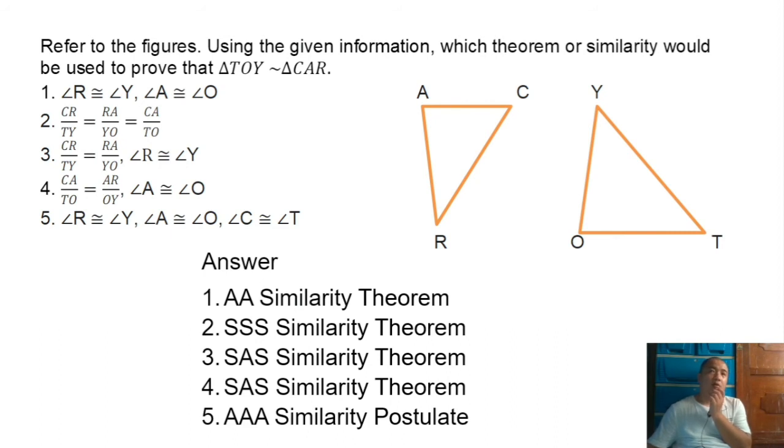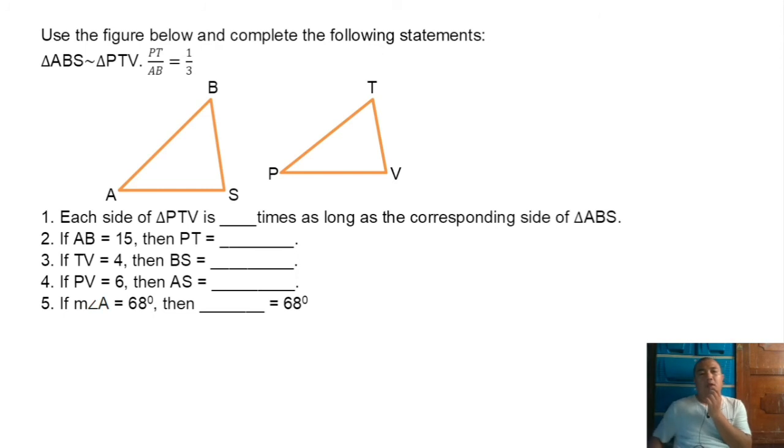Corresponding angles, all three corresponding angles are congruent. Next, use the figure below and complete the following statements. Triangle ABS is similar to triangle PTB, and the ratio of PT over AB is 1/3. So let us answer 1 to 5.